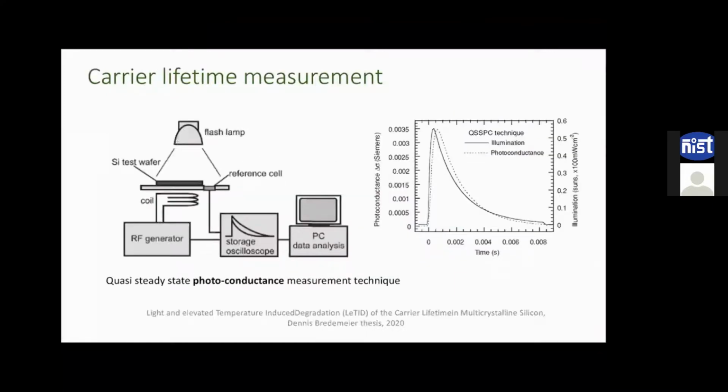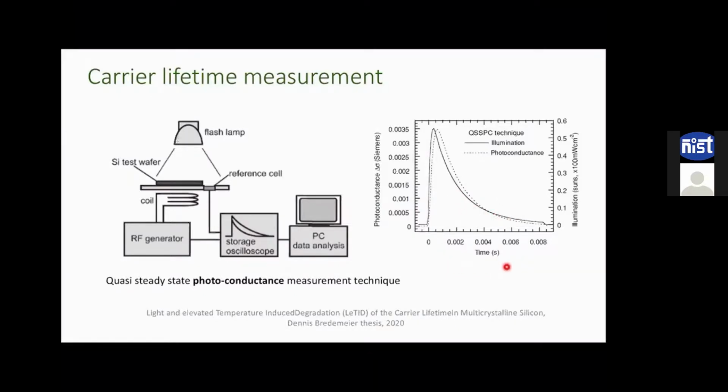This is called quasi-steady state photoconductance measurement, and the idea is similar to the common idea of calculating carrier lifetime, where you are monitoring photoconductance once you switch on the light. There should be an increase in the photoconductance of your material once you switch on the light. And once you switch off the light, there should be a decay in the photoconductance. And from this decay curve, it is possible to estimate the lifetime of your carrier.